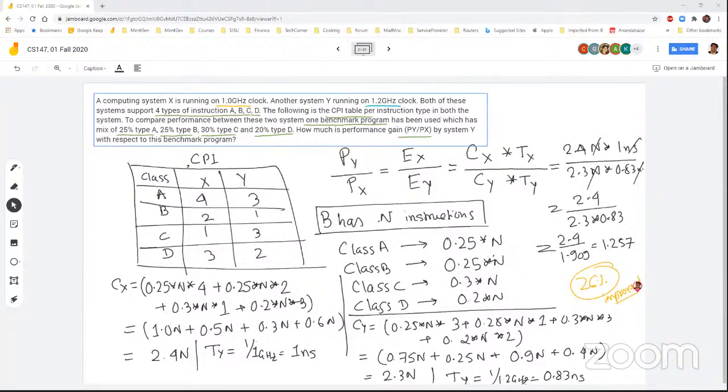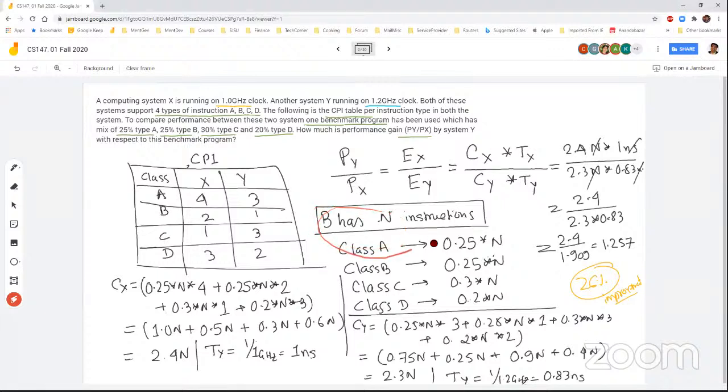Professor, why are you even multiplying by n? This is just to keep our concept steady. Oh, okay. Is there ever going to be a case where the n's are different between X and Y? Not really, because you always use the same benchmark program, same benchmark. Okay, thank you.